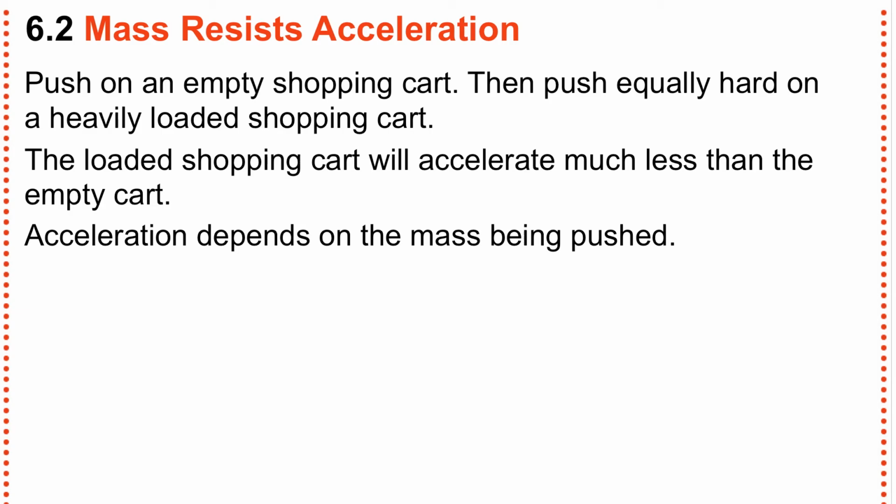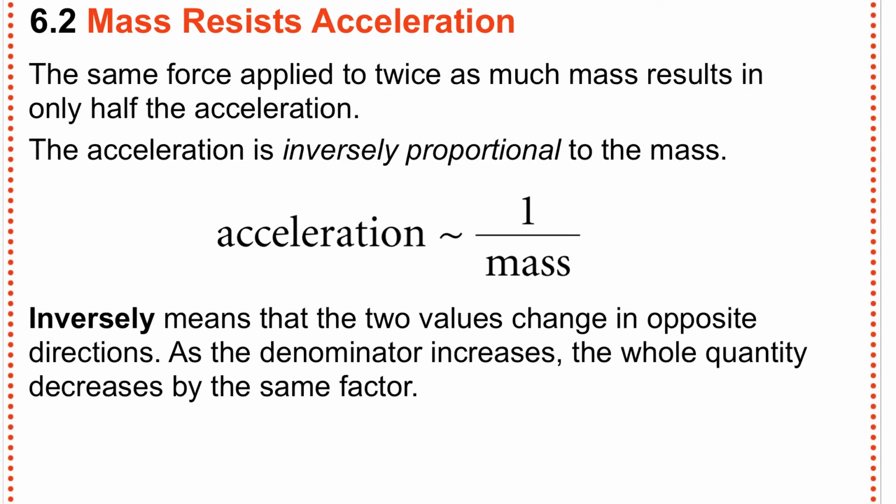So acceleration depends on the mass. So the more massive, the less the acceleration at the same force. So we have another proportional sign. Only this time the proportional sign is not to mass. So mass is not proportional to acceleration, where as one goes up, the other goes up. But it's proportional to 1 over the mass. So as one goes up, the other goes down.